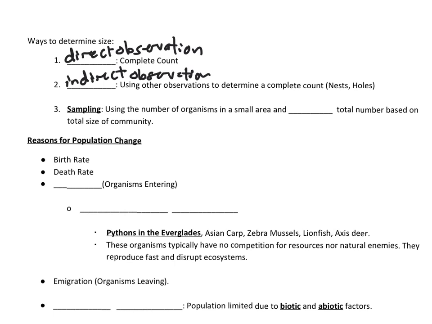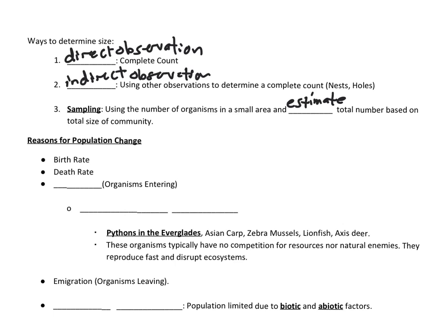All right, such as taking a look at nests or holes that are dug to determine just how many organisms we can't see. Or if we're dealing with a rather large population of organisms, we take a small number of those organisms in a small area, and we estimate the total number based on the total community size.